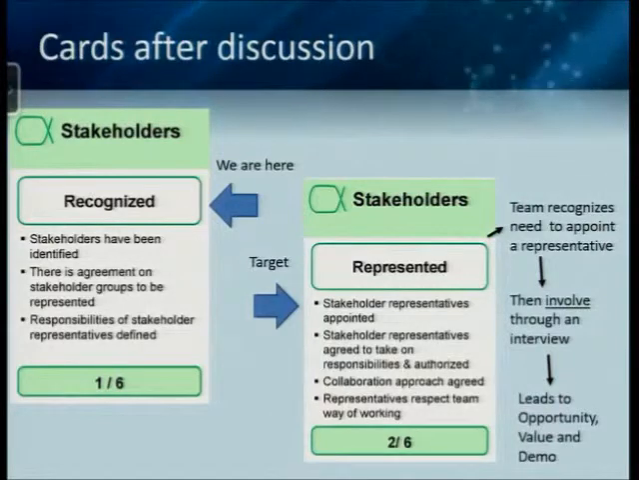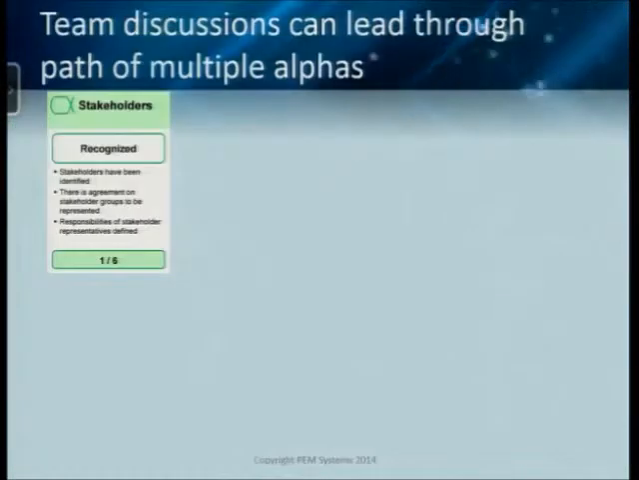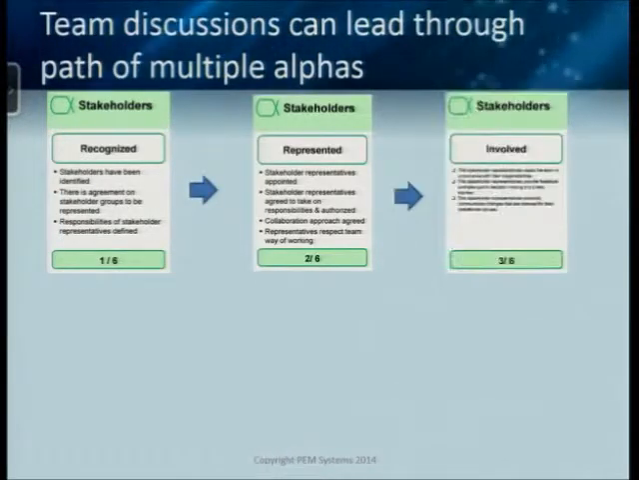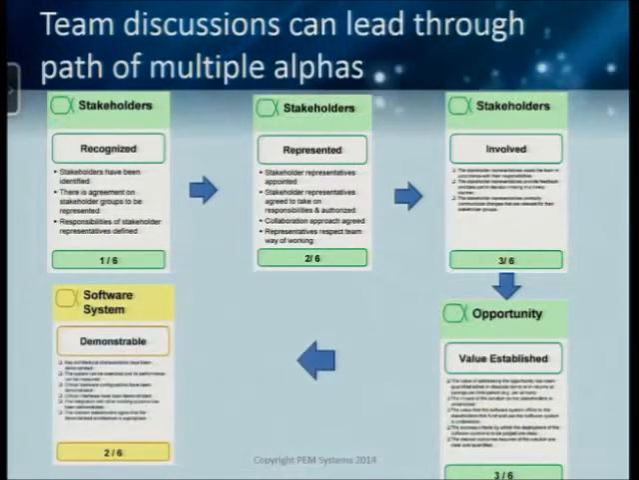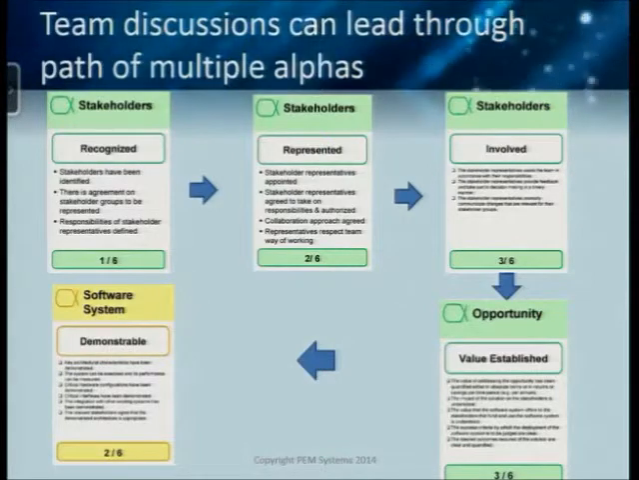So what you learn by this scenario is how the team discussion leads you through a sequence of alpha states and across different alphas: stakeholder, 3 states, then opportunity, value established, then demonstrable. And what you learn is how it eventually gets you to the root cause and helps you to find it.